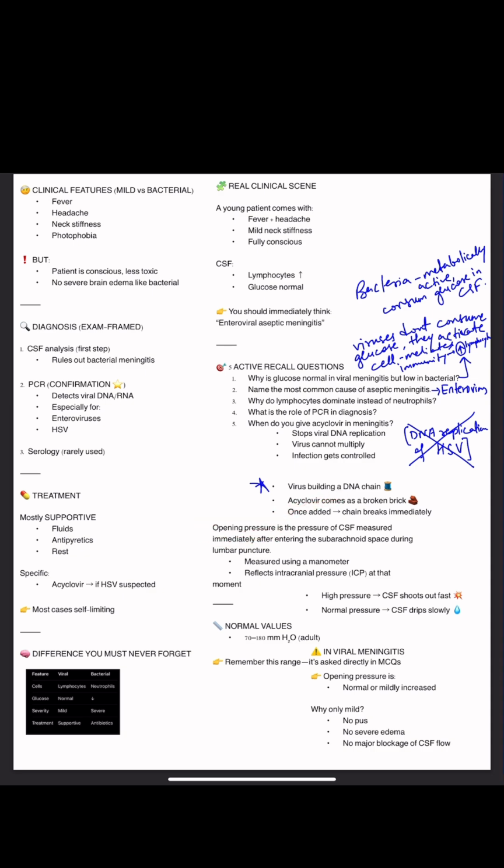Now, what is opening pressure? It's the pressure of CSF measured immediately after entering the subarachnoid space during lumbar puncture. Measured by a manometer, it reflects the ICP at that particular moment. If high pressure is there, CSF shoots up fast. But if normal pressure is there, CSF drips slowly. Normal value is 70 to 180 mm of H2O in adults, and we have to remember this value.